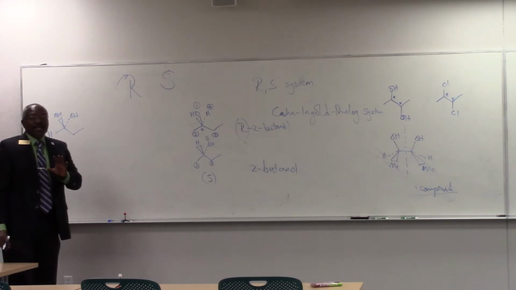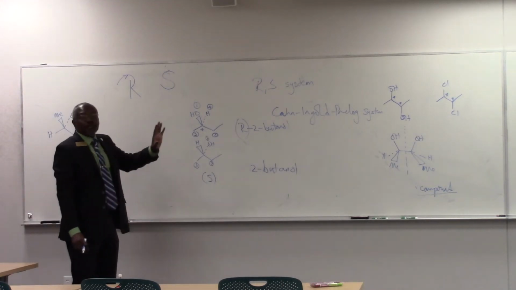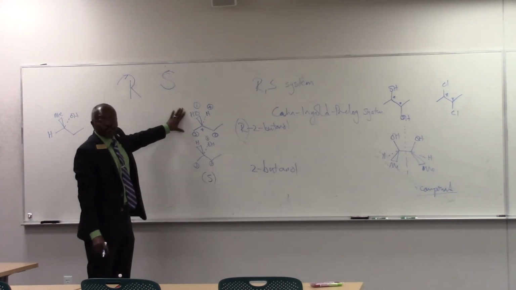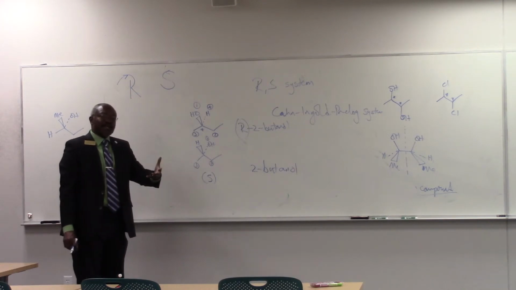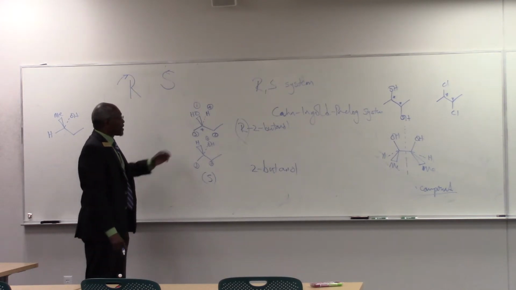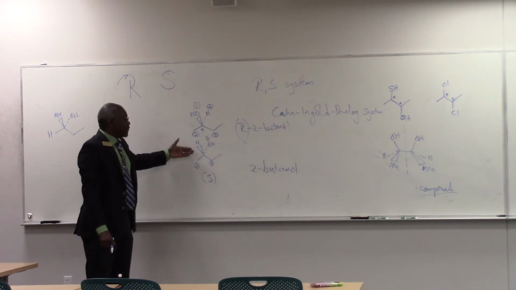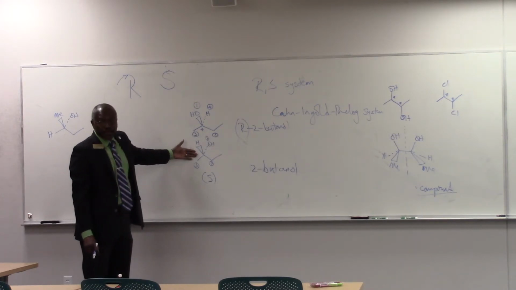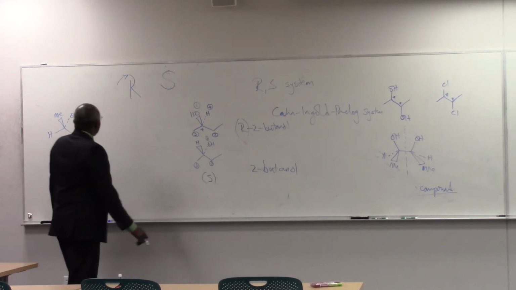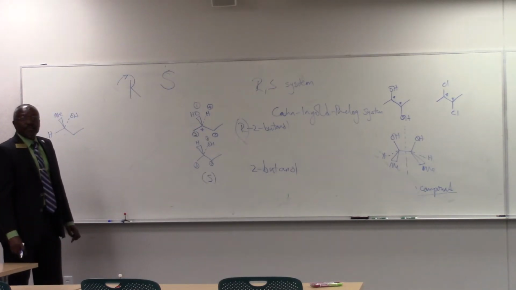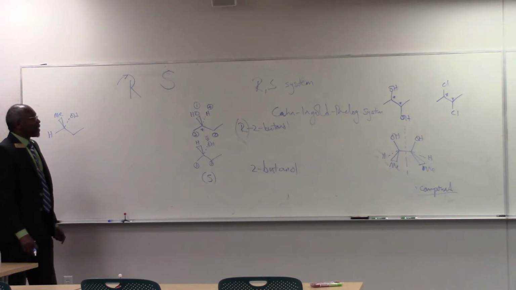So the best case scenario is the group of lowest priority is behind the board. The second best scenario is the group of lowest priority is in front of the board. When it's behind, read and take. When it's in front, read and invert. What if it's on the side? Well, I can do a couple things.